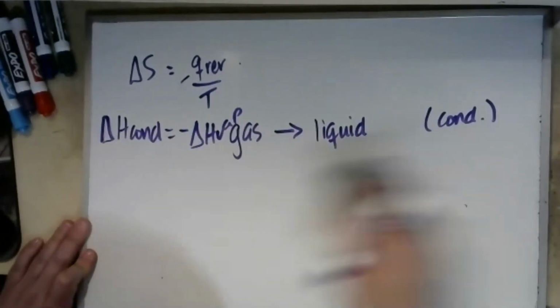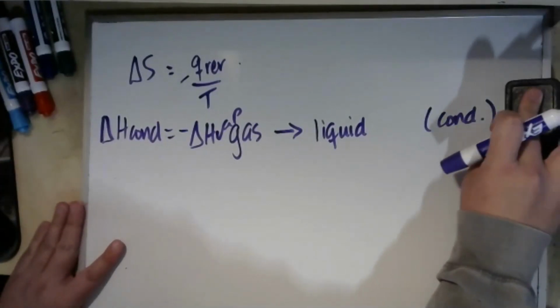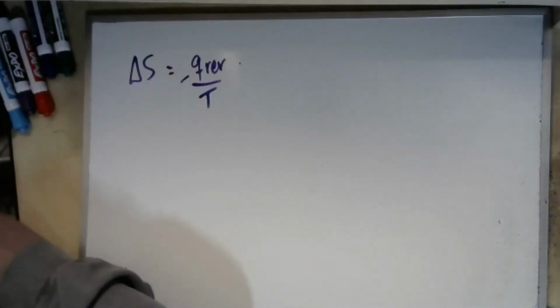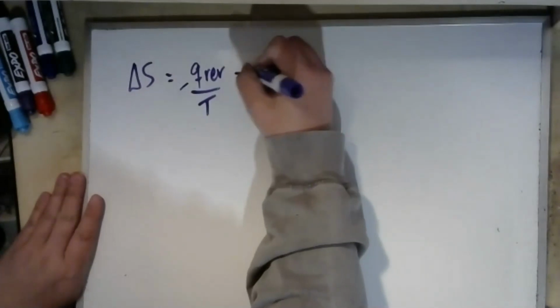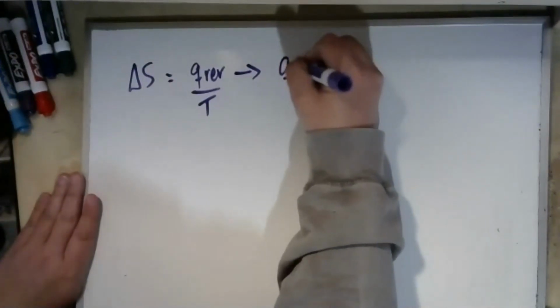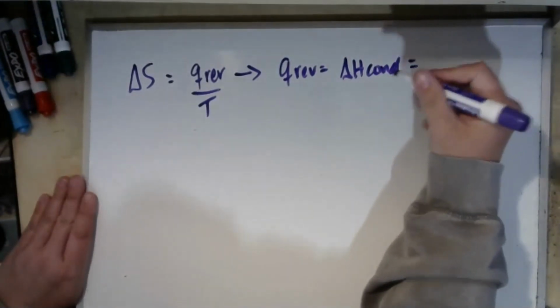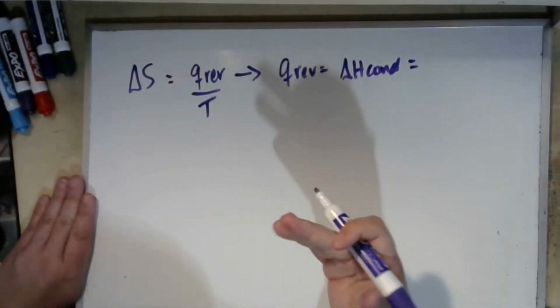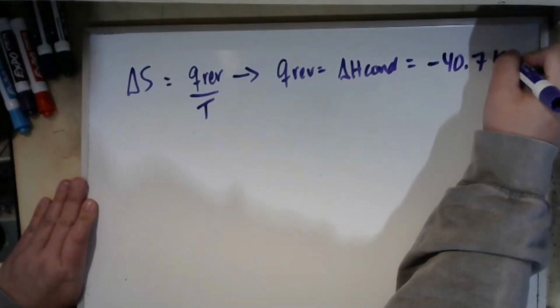Knowing all of this, I think we have about enough information to jump into actually solving this problem. So our Q rev in this case is going to equal our delta H of condensation. And that's going to be the opposite delta H value of our heat of vaporization, which they gave us in the problem. So it'll be negative 40.7 kilojoules per mole.